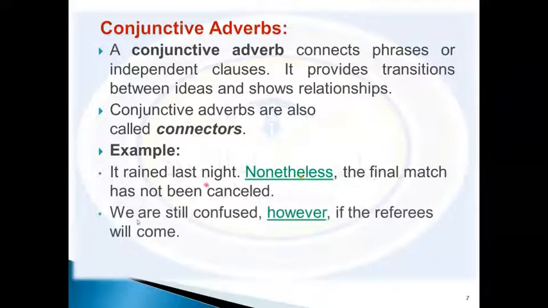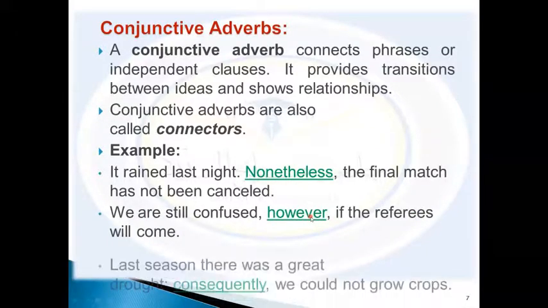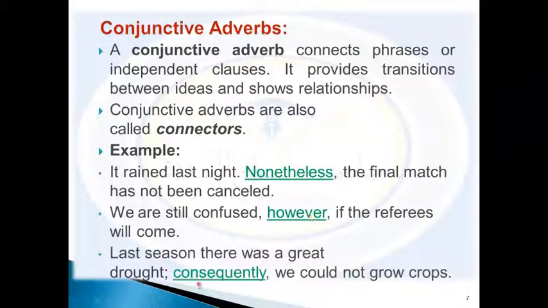Another example: we are still confused. However, if the referees will come. So also here, we link the two parts of the sentence, or the two clauses, with what? With however. The last example: last season there was a great drought. Consequently, we could not grow crops.